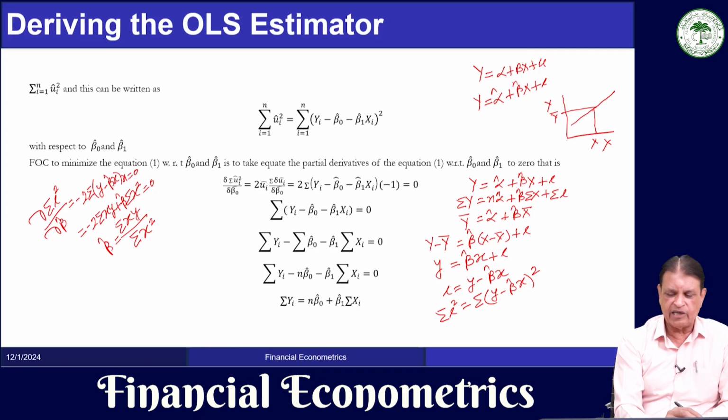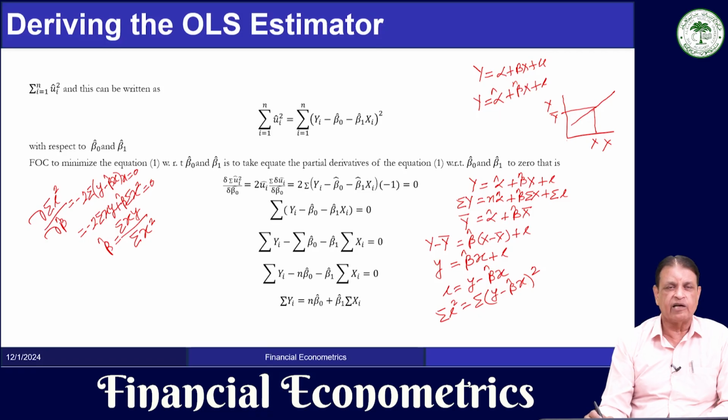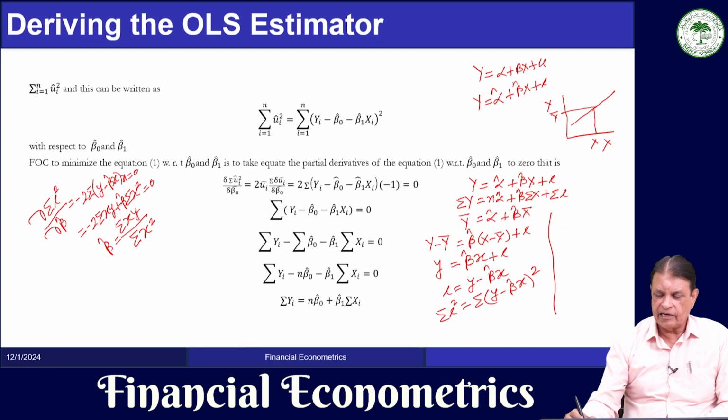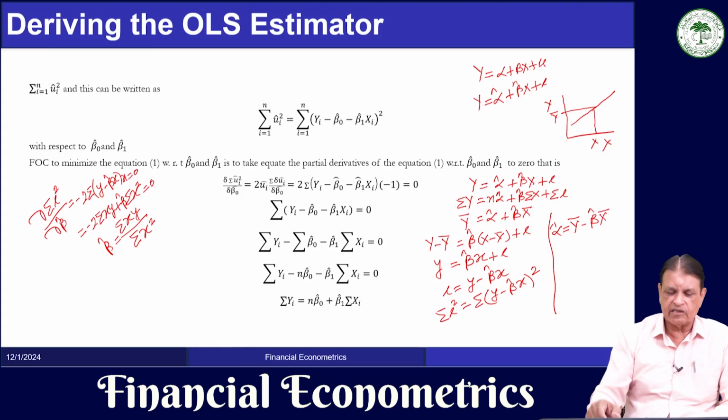Once you have calculated beta hat and you already know y bar and x bar, you can substitute the value of beta hat here and you can also get alpha hat. So what will be alpha hat here? Alpha hat will be equal to y bar minus beta hat x bar. So you know y bar, you know x bar, you have already estimated beta hat, you can find alpha hat very easily. This is a very simple method of finding it, and this one is also easy to remember.